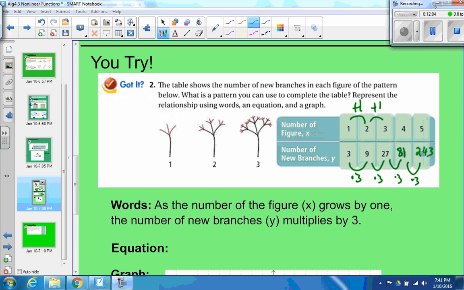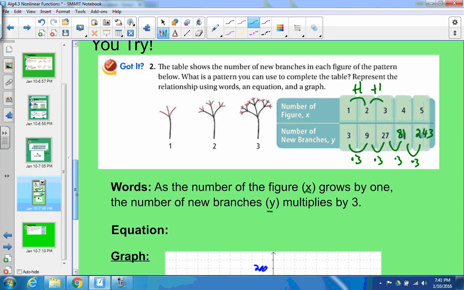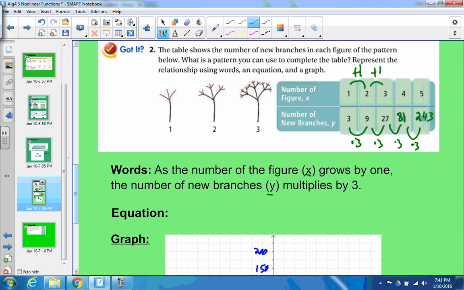Alright, so the best way that I could describe that in words was as the figure number increases by 1, the number of branches multiplies by 3. So the number that would be x, and you multiply the y by 3 as you go up. Now an equation, that's a tricky one to write. Multiplying by 3, so if you're thinking of exponents, because that'd be a good thing to think of. 3 is the number that's being multiplied by itself. It starts with 3, and then it's times 3, and so I believe it would be y equals, let's see if this works, 3 to the x power.